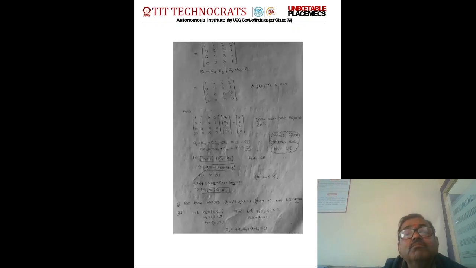Now again we apply the row transformations, and the matrix is reduced to echelon form, in which the number of non-zero rows is 2. So therefore its rank is 2, which is less than n equal to 4, and that means the number of unknowns. So that is the number of unknowns, non-zero elements.